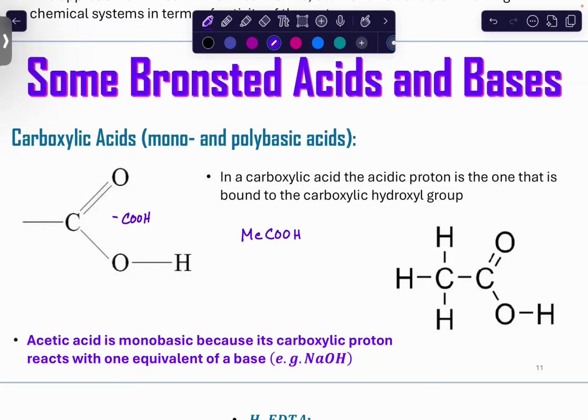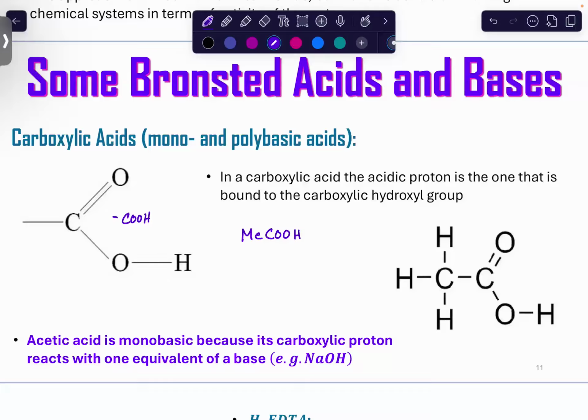So what does that mean? It's called monobasic because its proton reacts with one equivalent of a base. It only has one proton to donate, is that what it means? Technically, yeah. But let's think of it more in terms of the equivalent of a base. You remember talking about normality? Yeah. Normality deals with equivalence. So what is a base put into water that's going to dictate its equivalence?